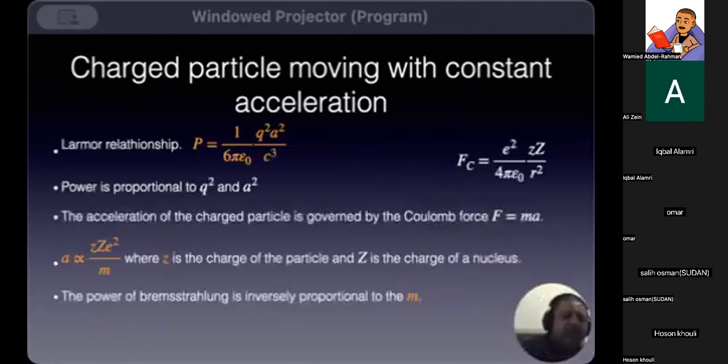This equation is called the Larmor relationship. If you go and look at any electromagnetism book, probably in the table of contents, look for the Larmor relationship, you will find this relationship. And probably it's fully derived in the book. So this is the power, or the energy emitted per unit time. It's proportional to the charge squared and proportional to the acceleration squared.